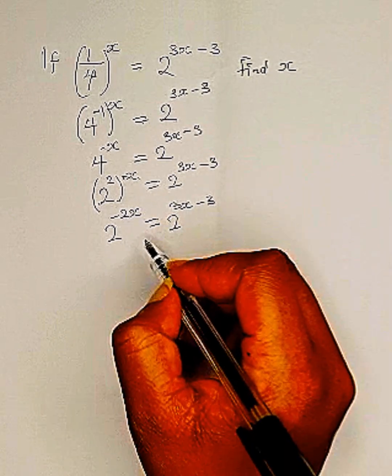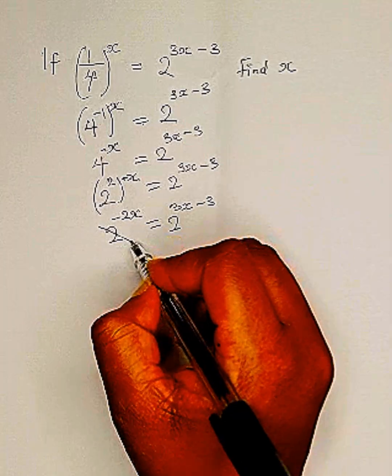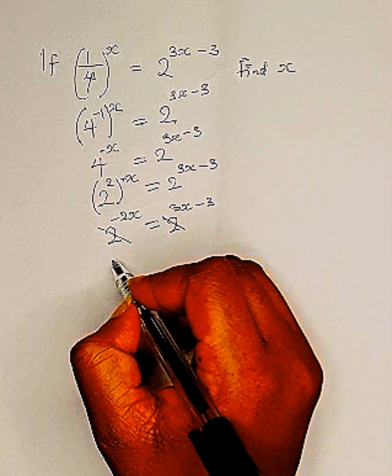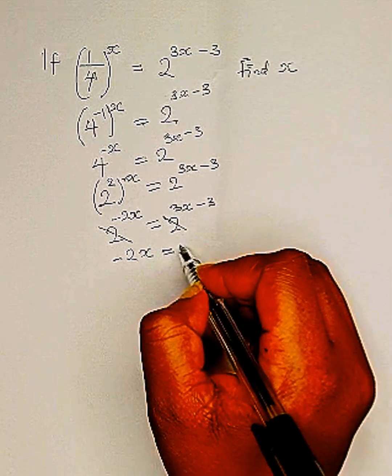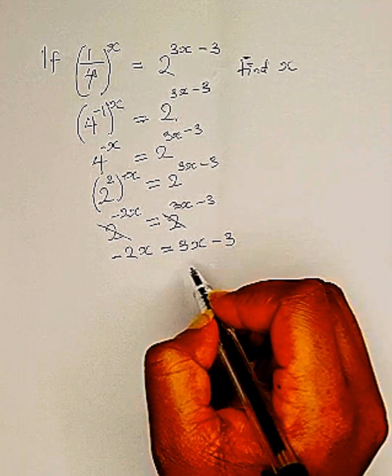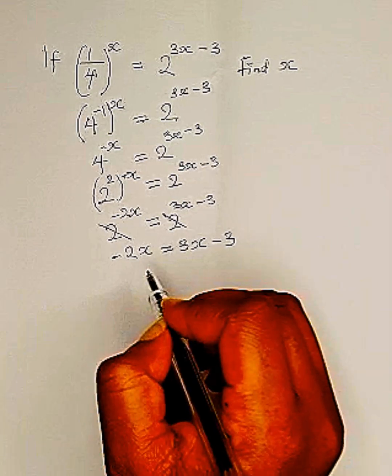Now we can see that the bases are the same, so we can cancel the base. So we cancel the base and then we equate the powers. So we have minus 2x equals 3x minus 3. So now this is giving us a linear equation, so we can now solve this.